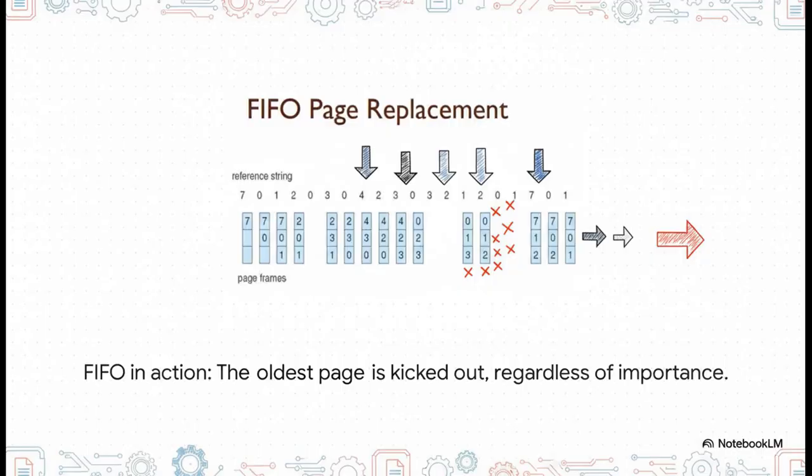And this slide shows it perfectly. Just follow along. As each new page is requested, the one that's been there the longest, the one at the bottom, gets replaced. See how page 7 gets kicked out for 2? Then 0 gets kicked out to make room for 3, and on and on. It's simple, but maybe not so smart.